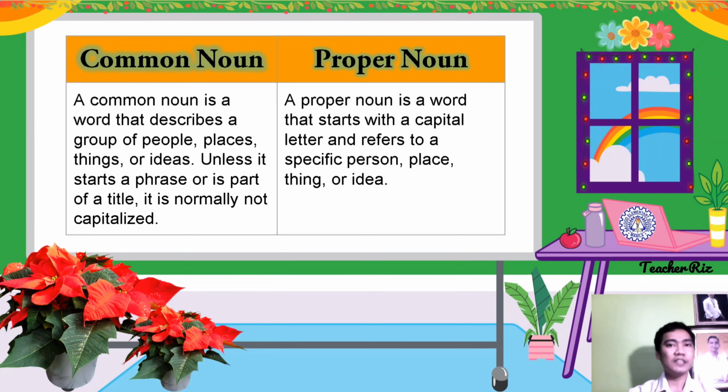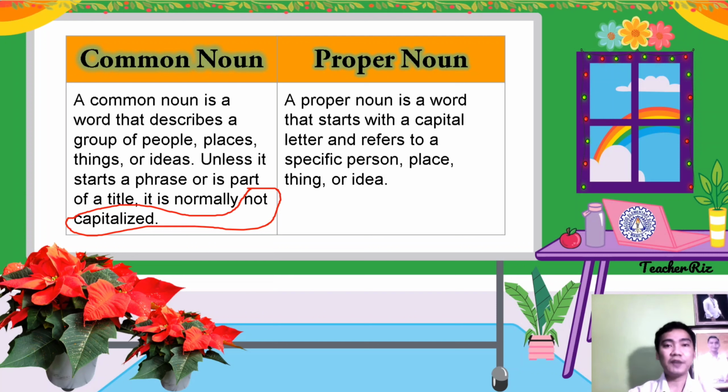Now, differentiate common noun from a proper noun. When we say common noun, a common noun is a word that describes a group of people, places, things, or ideas. Unless it starts a phrase or it is part of a title, it is normally not capitalized. So I want to emphasize that a common noun is not capitalized. The first letter of that word is not capitalized.